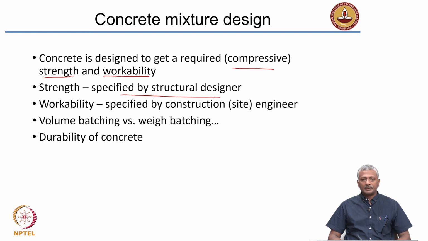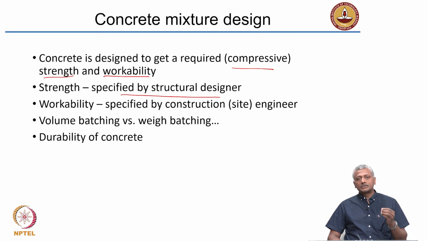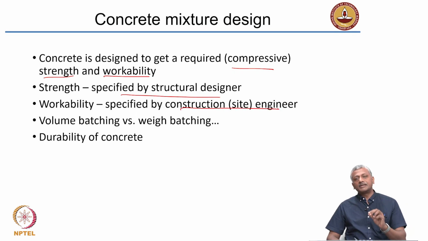What about workability? It will be specified by the construction engineer. Okay. Why? Because the construction engineer knows at the job site what are the conditions, how concrete needs to be placed and compacted and finished, and for that operation what the level of workability desired is. Okay. So, construction or the site engineer specifies the workability that is needed for the concrete mixture.